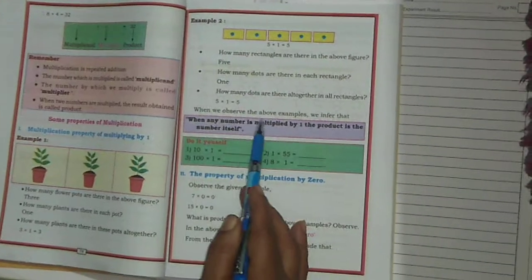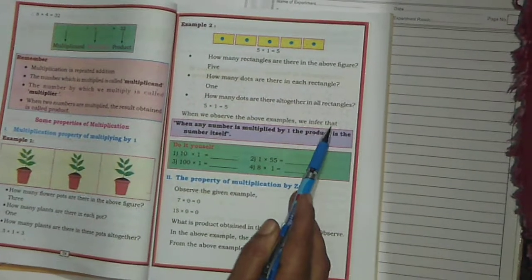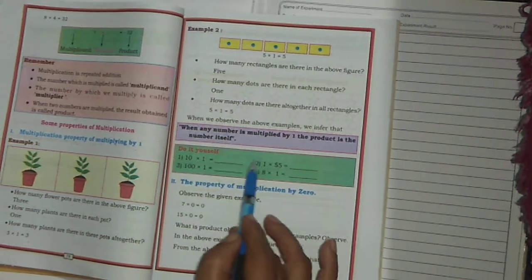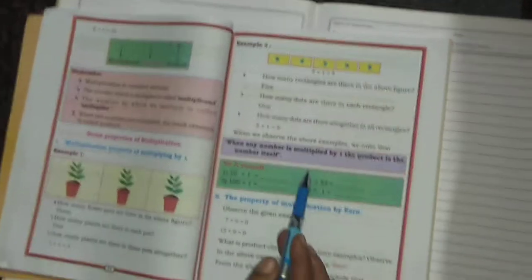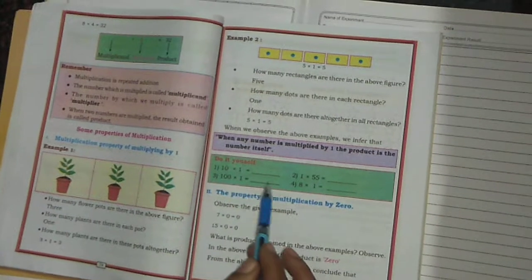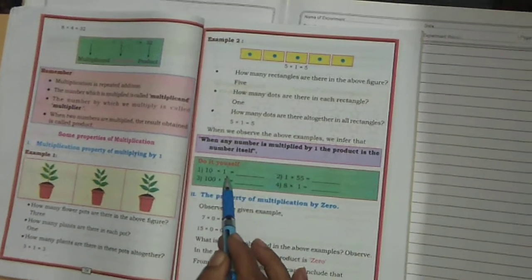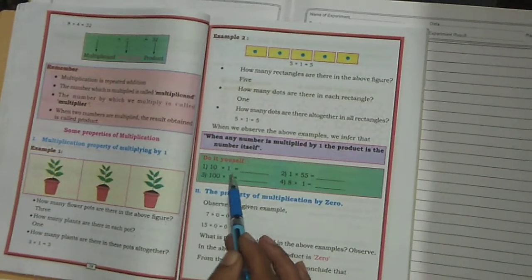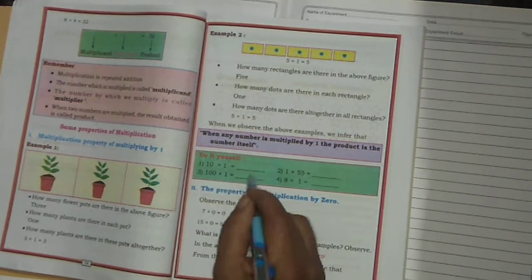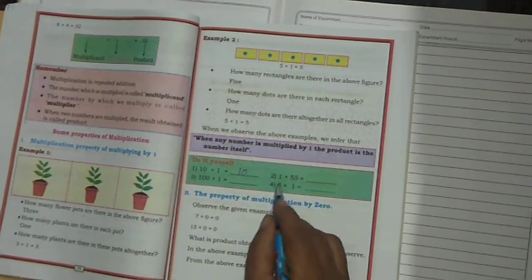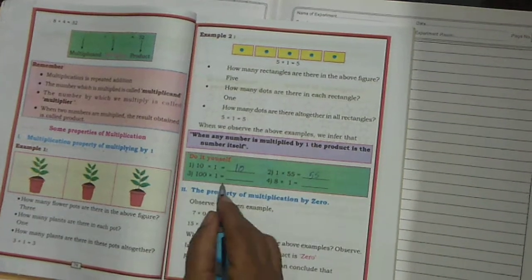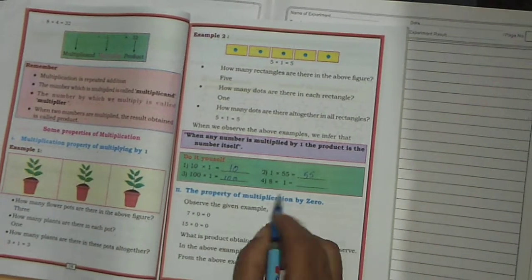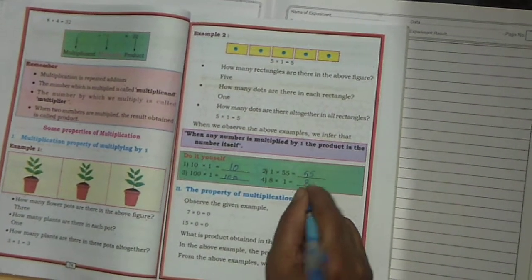So when we observe the above examples, we infer that when any number is multiplied by 1, the product is the number itself. See here, children, when any number is multiplied by 1, the product is the number itself. So 10 into 1 is equal to dash. 10 into 1 means 10 ones are 10. 100 ones are 100. 8 ones are 8.